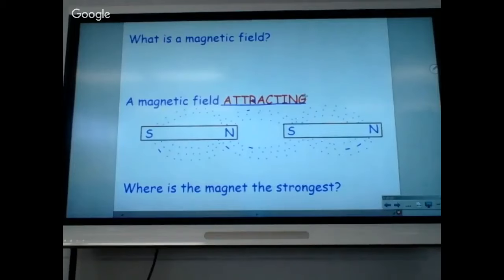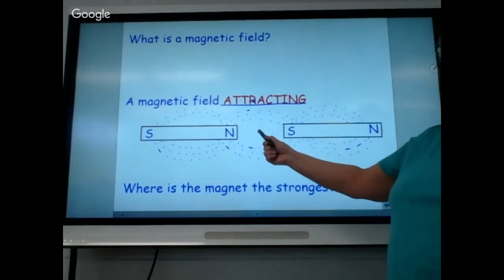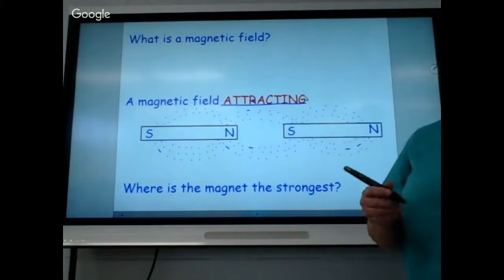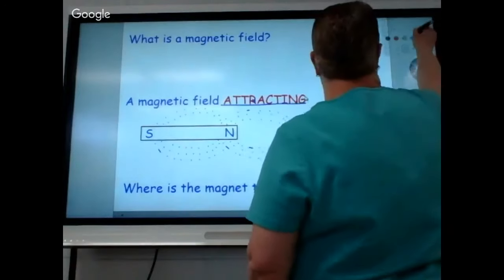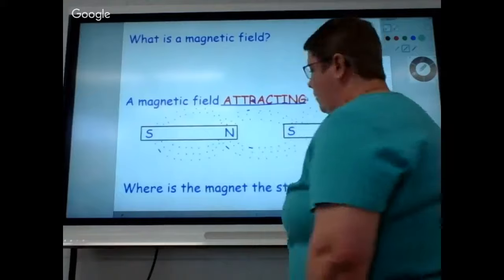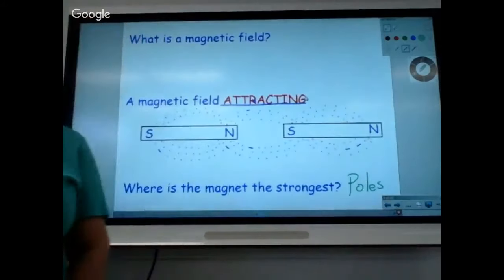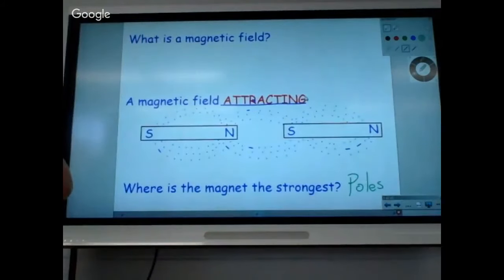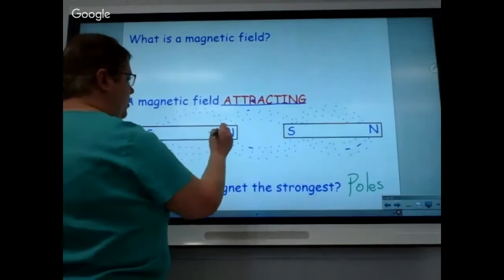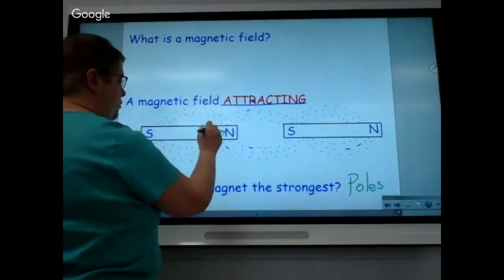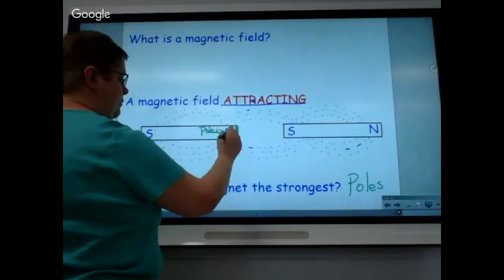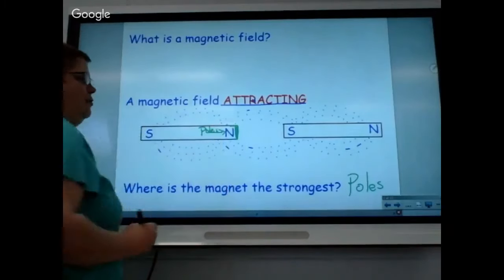All right, most people want to tell me it's the strongest here. It's not. Or it's the strongest here, like in the middle, but it's not there either. The magnet is always the strongest at the poles. A lot of times when we fill out the lab sheet, people say the strongest is at the ends. All right, the poles. These are the poles, right here. That's the pole at the end. So that's where they're the strongest.